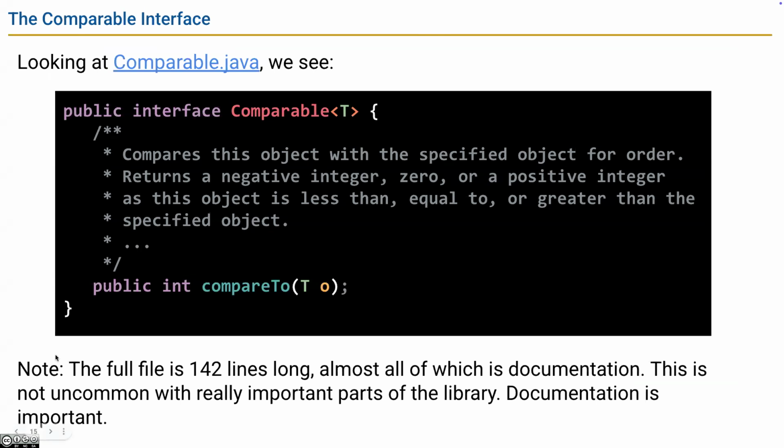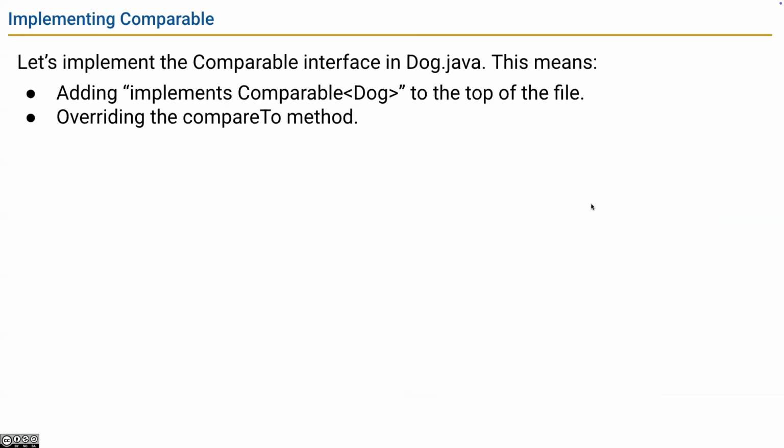We've seen this before. Returns a negative integer, 0, or a positive integer, as this object is less than, equal to, or greater than the specified object. Okay. So we need to implement this interface. Any questions about this so far? Okay. So let's do that.